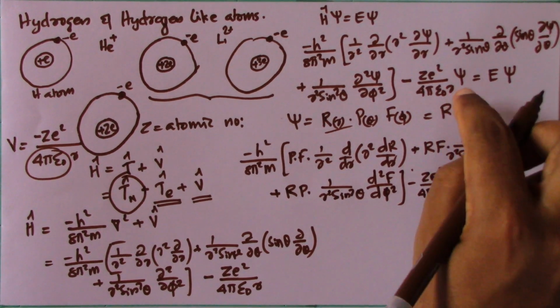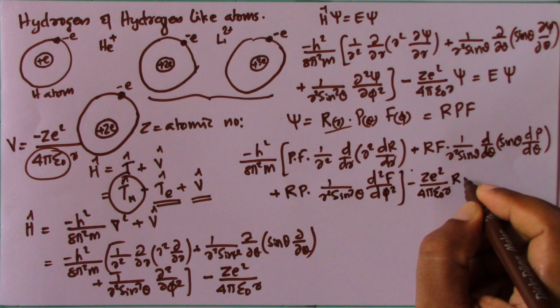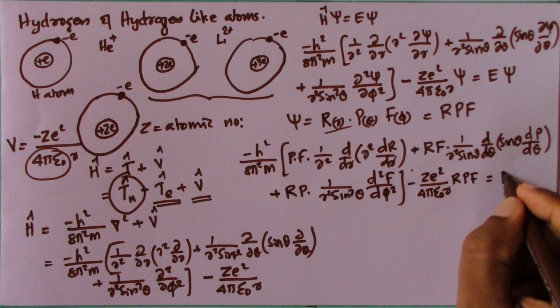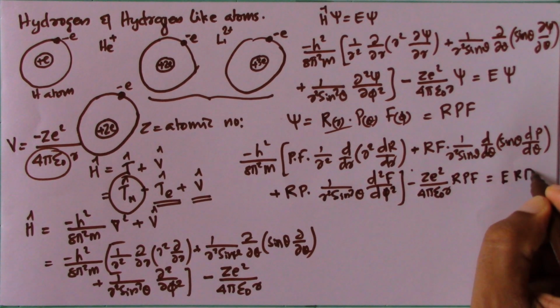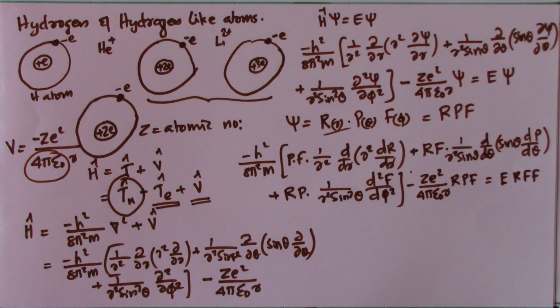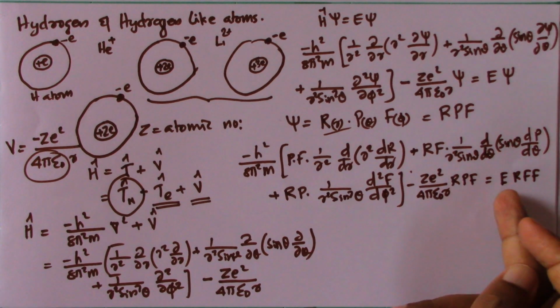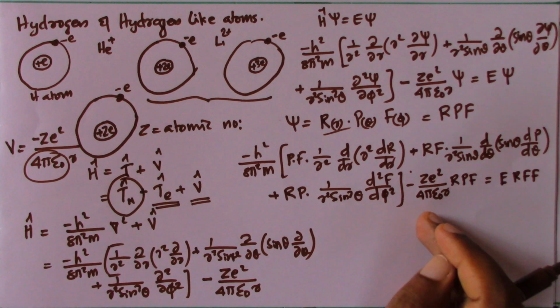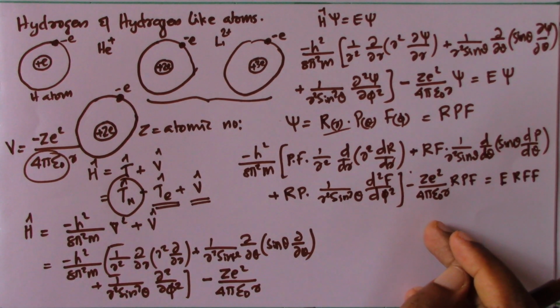r into psi is equal to E into R P F. Okay, so we have substituted R P F for psi. And what we can do next is bring the term on the right hand side to the left hand side. So our equation will be similar.